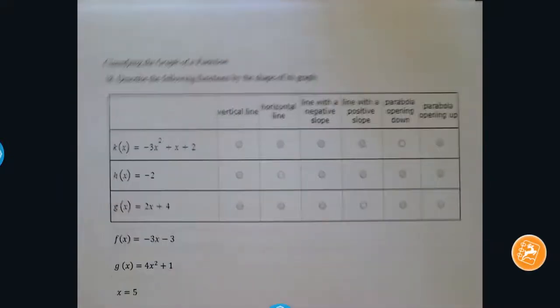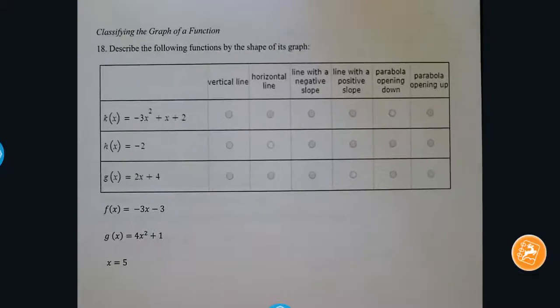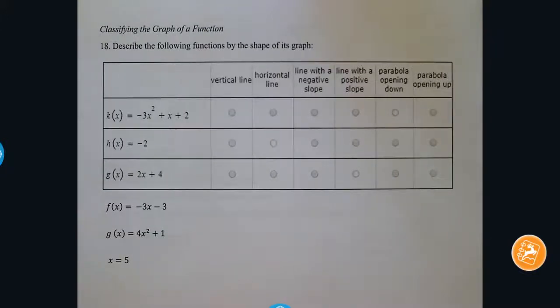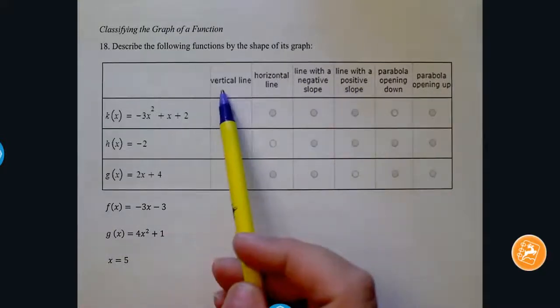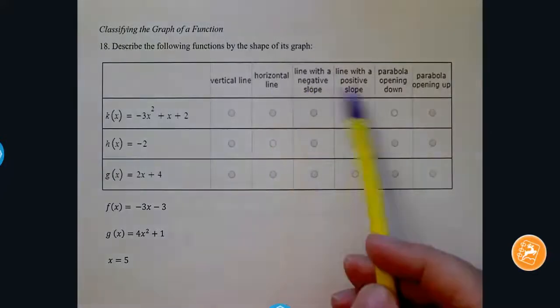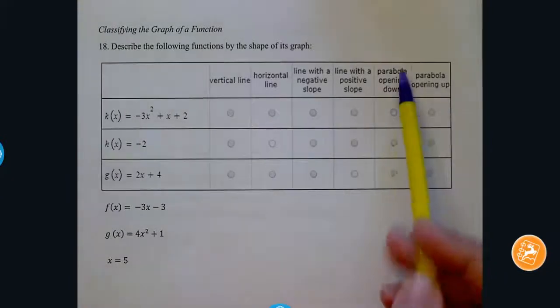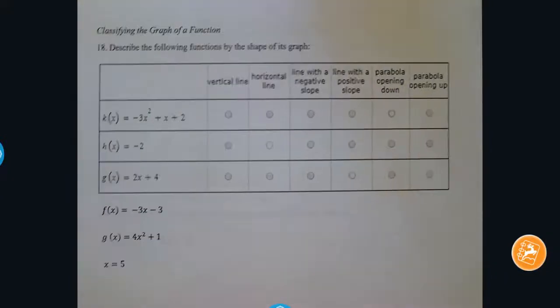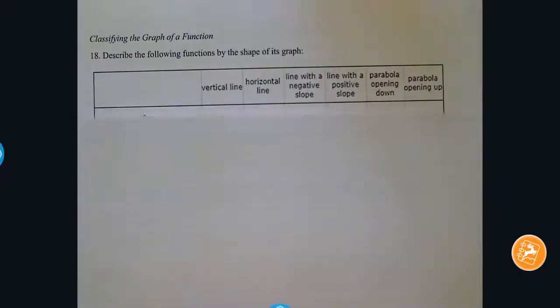Our next topic is classify the graph of a function. There's a lot of functions here that you already know what they look like, but we have some options of what they want us to choose from. They want us to say, is it a vertical line, a horizontal line, a line with negative slope, a line with positive slope, a parabola opening down, or a parabola opening up. Let's talk about what each of those mean.